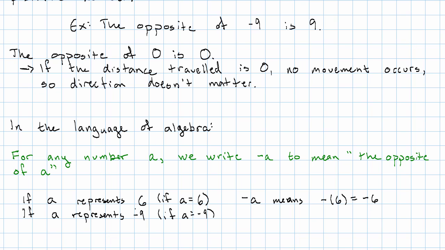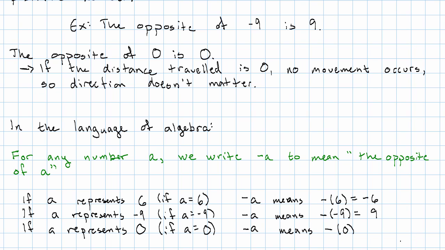If a represents the number -9, that is, if a equals -9, then -a means the opposite of -9. The opposite of -9 is just +9. Finally, if a represents the number 0, that is, if a equals 0, then -a just means the opposite of 0, which is just 0. So writing a negative sign in front of any old number means taking its opposite.